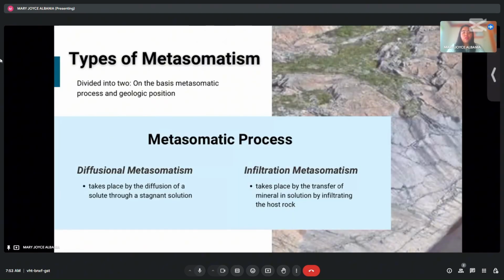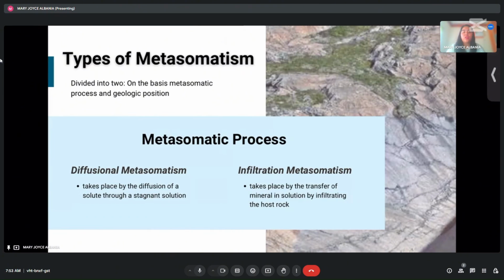Types of metasomatism. The types are divided into two, and it depends on the metasomatic process and geologic position. Here we have the diffusional and the infiltration. Diffusional metasomatism takes place by the diffusion of a solute through a stagnant solution. These two are the basis of the metasomatic process. The diffusional takes place by diffusion, and then infiltration metasomatism takes place by the transfer of minerals in solution by infiltrating the host rock.